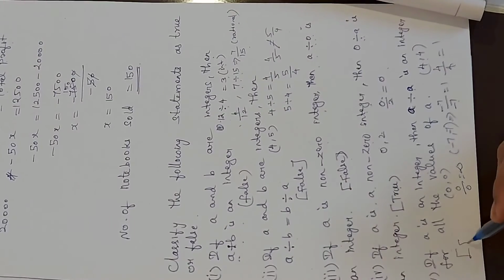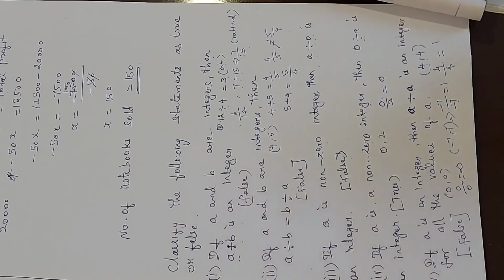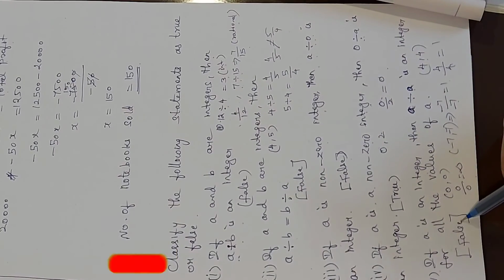So the statement given is false. Do you understand, children? For any integer, we cannot say a divided by a is an integer, because if we give the value a equal to 0, then there will be no meaning for 0 divided by 0. That is why we are saying the given statement is false.